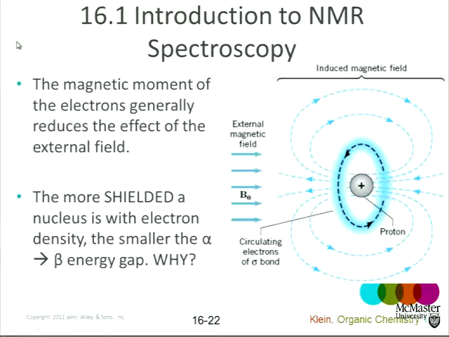Very few electrons around the nucleus, carbon or hydrogen atom. Very little shielding by the electrons, and we resonate at a different frequency.